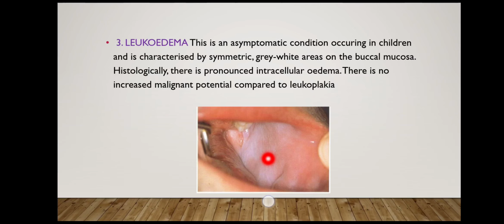Histologically, there is pronounced intracellular edema. Intracellular edema is nothing but between the squamous epithelium there might be edema, that is also called spongiosis, and there is no increased malignant potential compared to leukoplakia. So leukoplakia is nothing but white patch. Leukoplakia and leukoedema can be confused because of the white color, but we can differentiate them histologically.